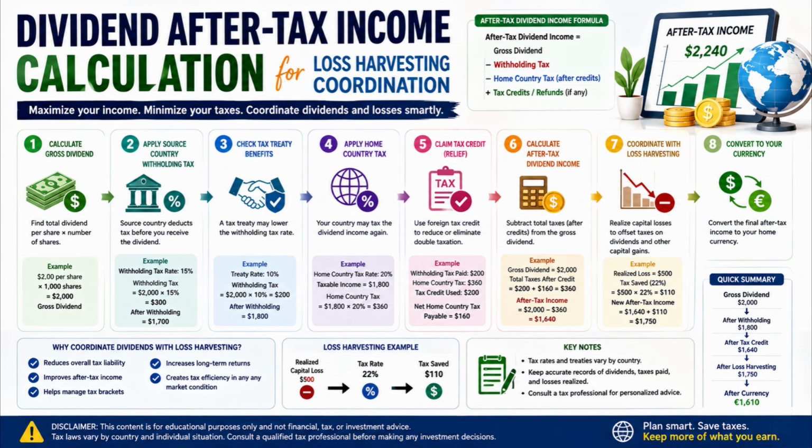Do not only focus on the dividend payment shown by the company. Instead, calculate gross dividends, subtract withholding tax, apply treaty benefits, include home country tax, claim available credits, coordinate with loss harvesting, and convert the final amount into your local currency. By following this process, investors can plan smarter, reduce unnecessary tax pressure, and keep more of what they earn.